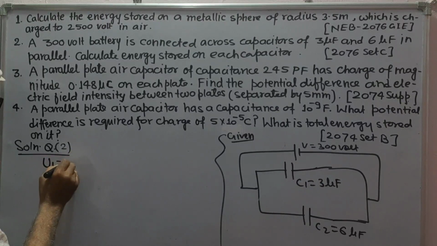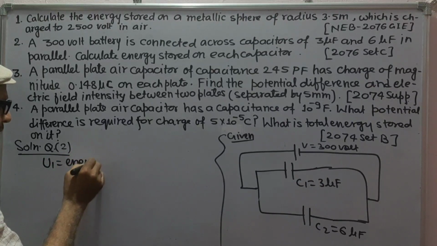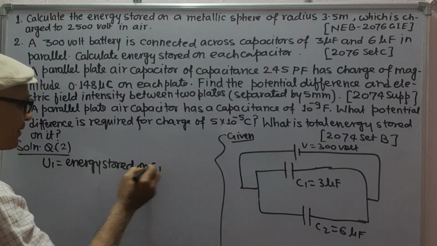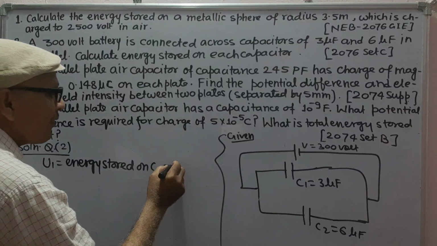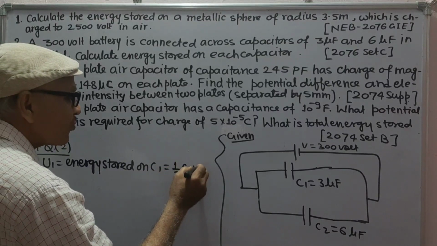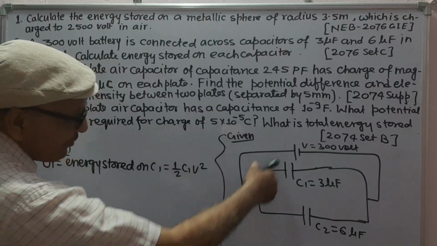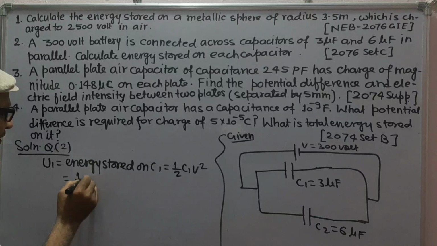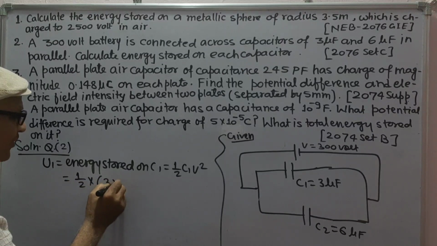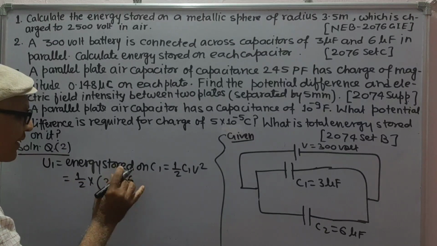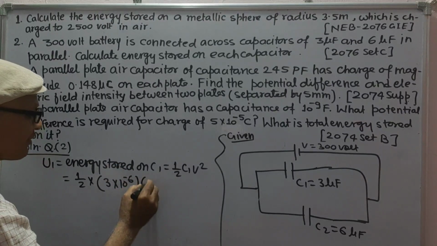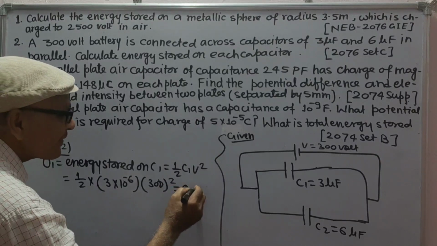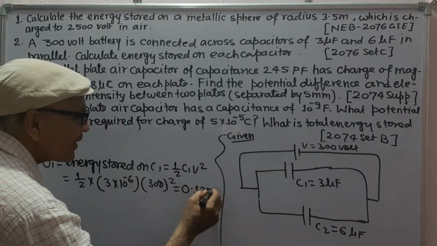U1, which is energy stored on C1, will be equal to 1 by 2 C1 into V square, because in parallel voltage is same. This gives 1 by 2 C1 is 3 micro means 10 to minus 6 into V means 300 square. On simplification it gives 0.135 joules.